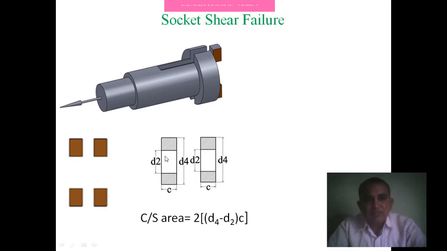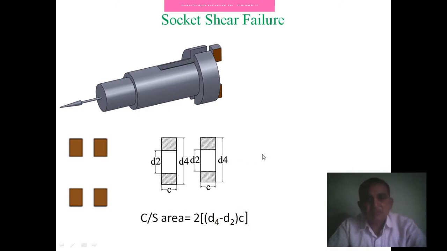So here D2 is the diameter of the spigot, D4 is the diameter of the socket collar, and C is the clearance of this socket collar, or rather the thickness of the socket collar. By that you can find out the total cross-section area where the shear failure occurs, using D2, D4 and C. By using these equations, you get 2 times (D4 minus D2) into C as the total cross-section area against the shear failure.